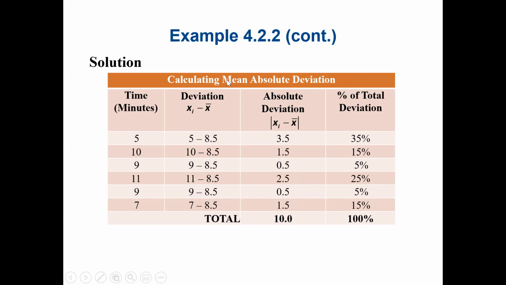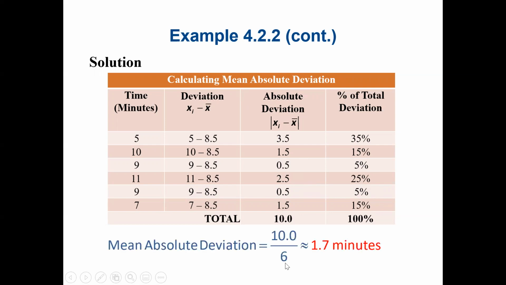Next, our question said we should calculate the mean absolute deviation. So we are going to divide the absolute sum of the differences, which is 10, by the sample size. In this case, we have 6. So 10.0 divided by 6 will give us 1.7. So 1.7 minutes will be our mean absolute deviation.